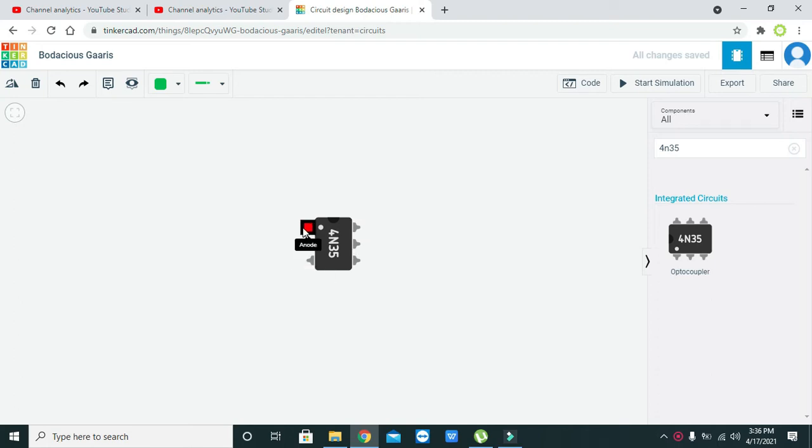On the left side and on the right side there are three pins. The first pin on the left side is the anode, the second is the cathode, and the third one is not connected, and this is your LED side. Internally there is an LED which is connected with this anode and cathode, and when we apply any sort of voltage, the LED works.